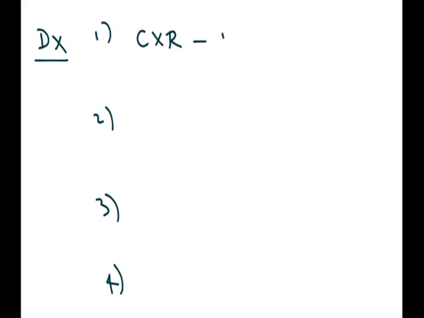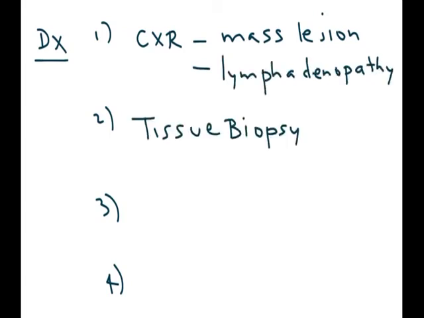So now let's talk about the diagnosis of histoplasmosis. There are several things that you can do to diagnose it. You don't have to do all of them, but part of the diagnostic workup, of course, includes a chest x-ray, which will show a mass lesion. It will show lymphadenopathy. The next test that can be done, which is a bit invasive, is called a tissue biopsy, and that will show the yeast.